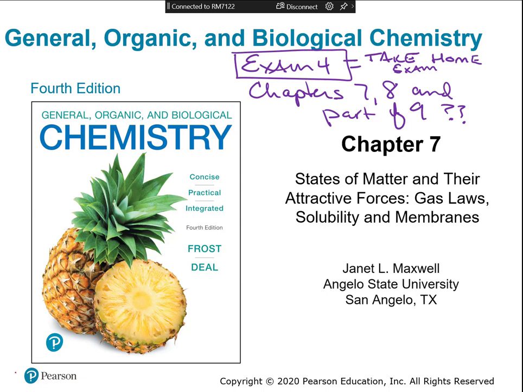This is for gas laws, and there's a math part in this one. Exam 4 is a take-home exam. It is scheduled to be given out on the 13th of November, okay? And then it gets turned back in before Thanksgiving break.